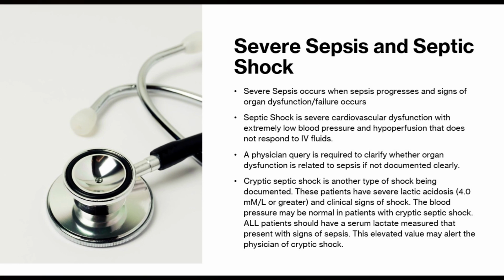Cryptic septic shock is another type of shock being documented. These patients have severe lactic acidosis, 4.0 millimoles per liter or greater, and clinical signs of shock. The blood pressure may be normal in patients with cryptic septic shock. All patients that present with signs of sepsis should have a serum lactate measured. This elevated value may alert the physician of cryptic shock.